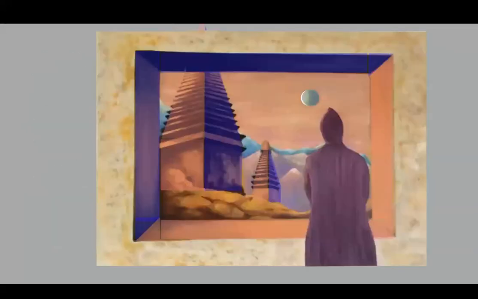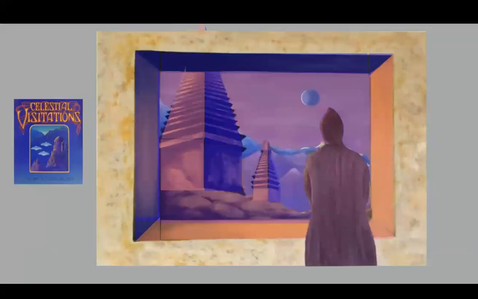So we'll see what we can do here to get a little feeling of distance. I'm going to put a veil onto most of this picture. So there we have a veil, and I popped up the image of the cover of the Celestial Visitations book, and you can see how we're starting to get a little bit of that magical, atmospheric, imaginative feel to the background.